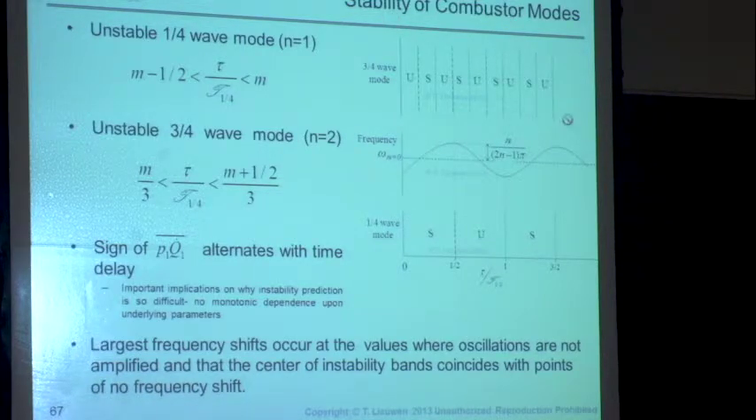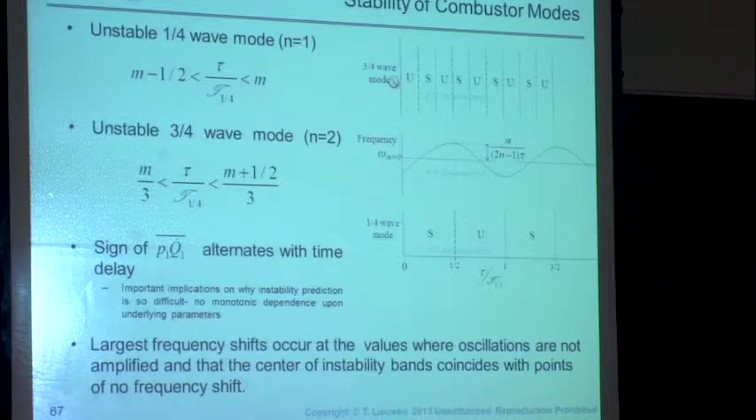What this plot up here is, it's an analog to this plot right here, but it's a plot of the stability of the three-quarter wave mode. The three-quarter wave mode is the second natural mode of this duct. So the quarter wave mode is kind of the fundamental, the first natural mode, but this duct has lots of natural modes, like I showed you for the beer bottle. So what's the stability of the next mode?